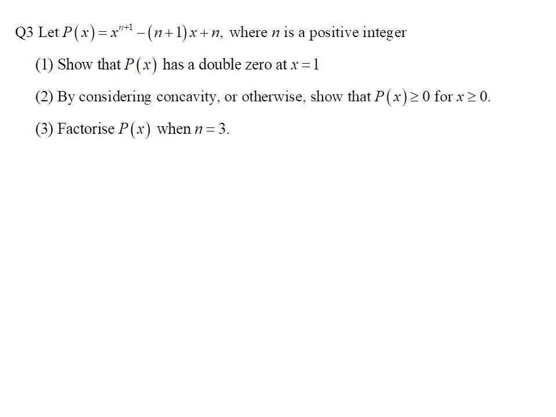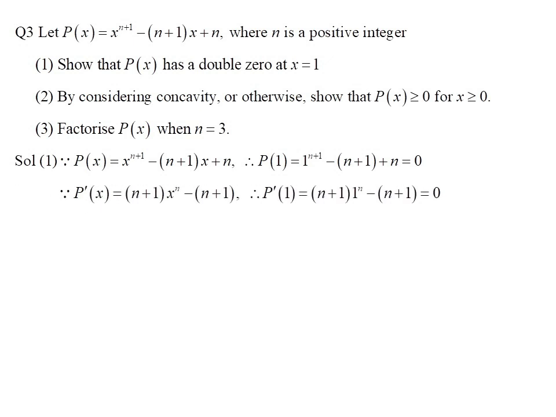The last question is to factorize the polynomial p(x) when n is 3. As for the first question, since p(x) is equal to x to the power of (n+1) minus (n+1) times (x plus n), after replacing the polynomial variable x by the number 1, we find the polynomial p(x) equals 0 at x equals 1.